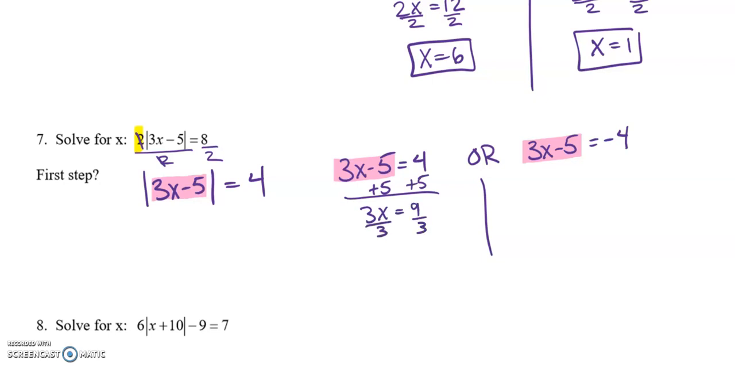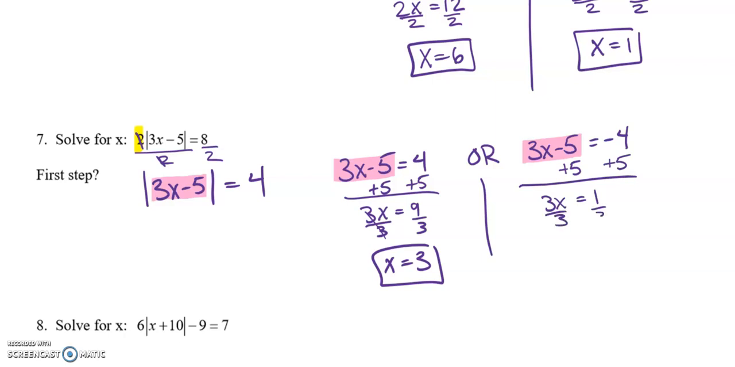Get rid of that 3. It's held together with multiplication. So to undo the multiplication, we will divide, and we get x equals 3. On the other equation, we're going to add 5. We get 3x equals 1. We're going to divide both sides by 3. The 3's cancel, and we're left with x equals 1/3. Again, notice, two solutions.